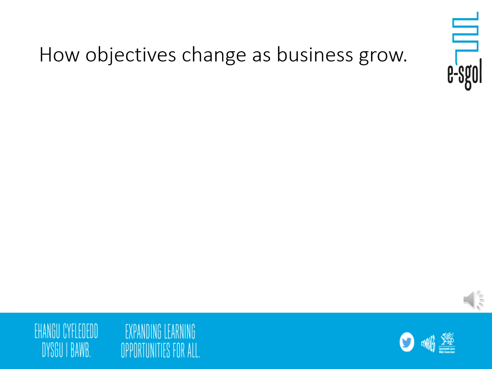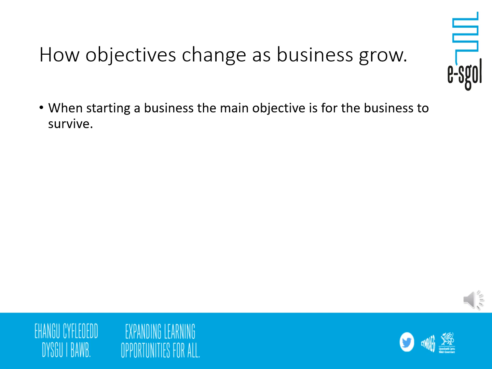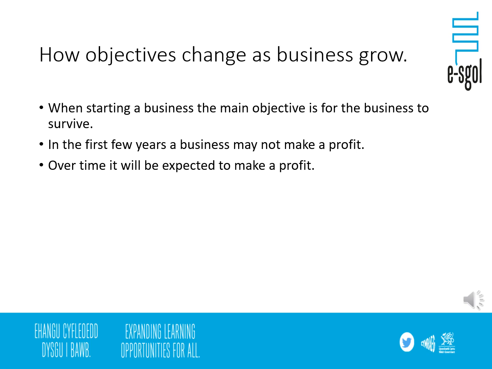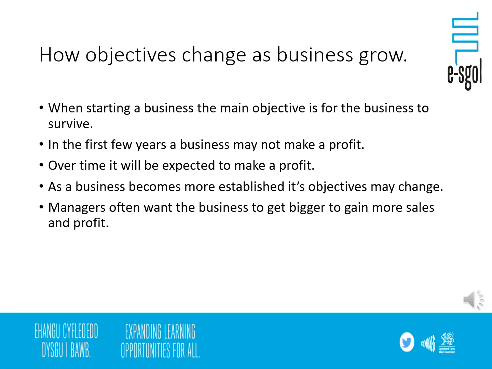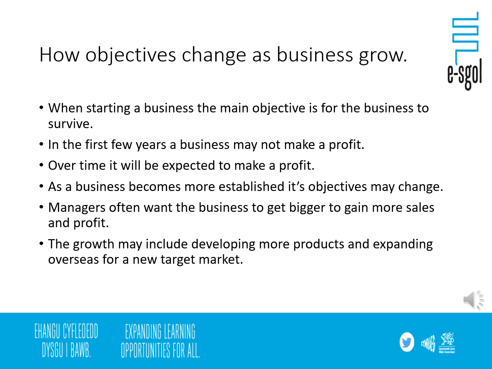So looking at how businesses might actually grow in their business. So when actually starting a business, the main objective is for survival. Now, in the first few years a business may not actually make any profit, as we discussed before. Now, over time, it's expected that the profit is going to come, hopefully, in order for the business to survive. Now, as a business becomes more established, its objectives might actually change. So managers might want the business to get bigger to gain more sales and profit. The growth may include developing more products, expanding overseas, or maybe going into a new target market.